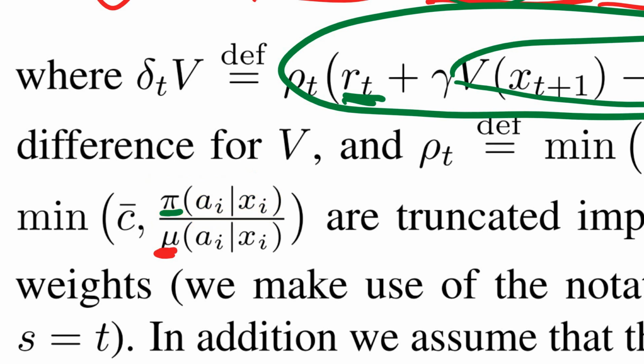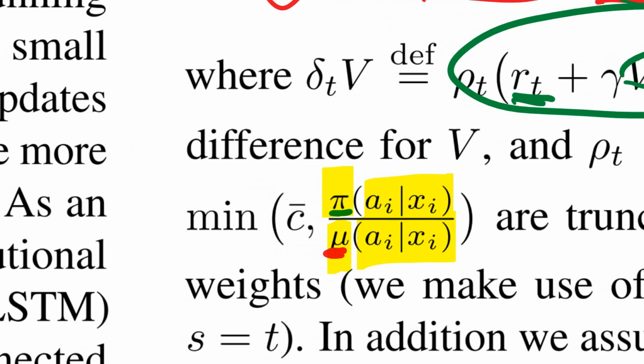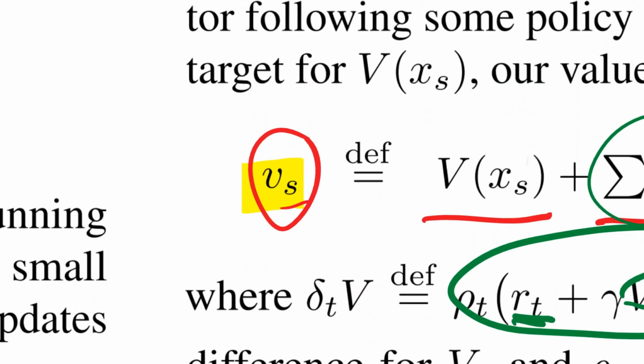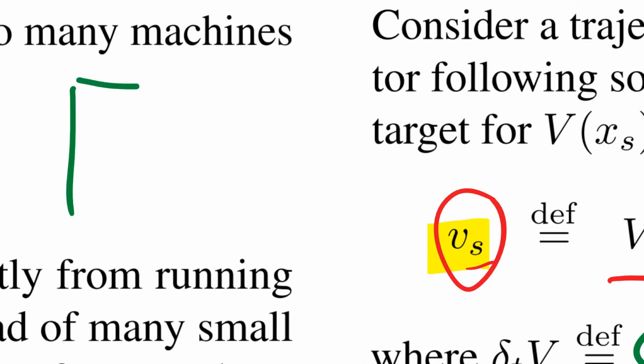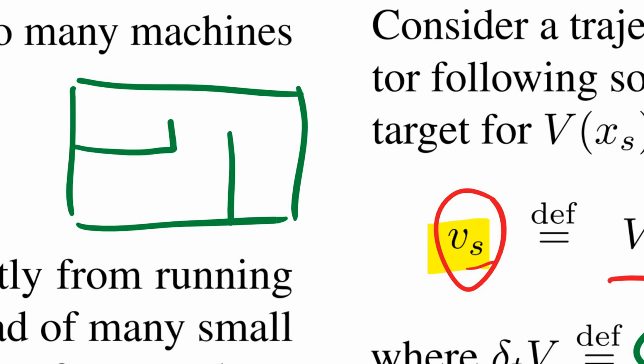So let's consider what happens here. Let's say that mu is higher than pi for a given pair of a_i and x_i. What does it mean? It means that in the past, you ran an episode, you are in this maze, right? And you're here. Now, let's say the goal is down here. And the action is going over here. That's the action that you're considering here.